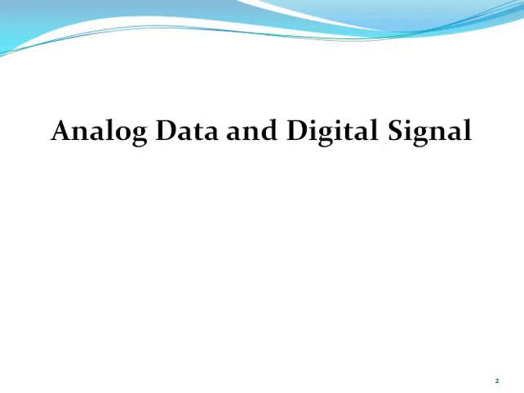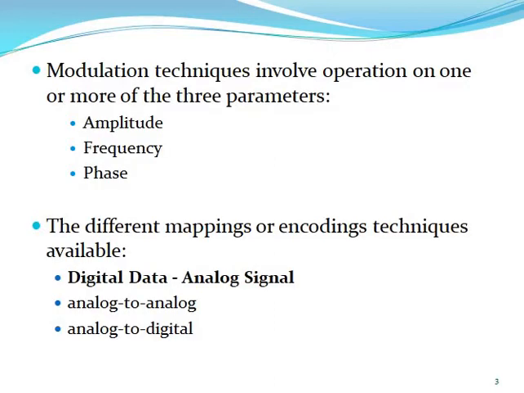In the previous lecture, we discussed what analog data and analog signal are. Today, we will discuss analog data and digital signal. We can see what the modulation techniques are and which parameters are affected in modulation. You can see what amplitude, frequency and phase are, and the different encoding techniques.